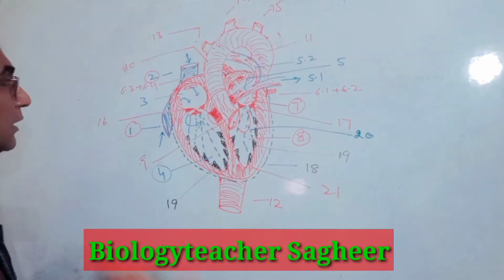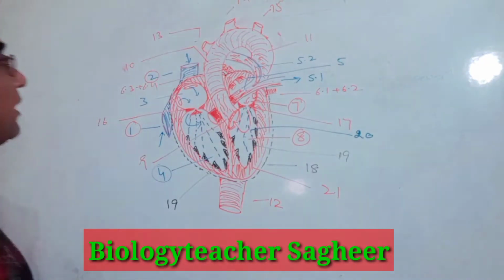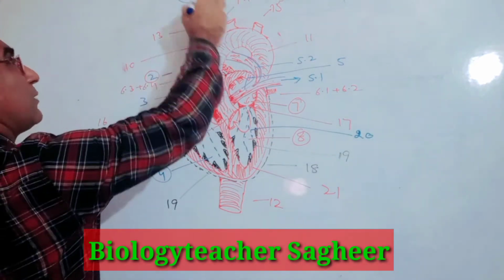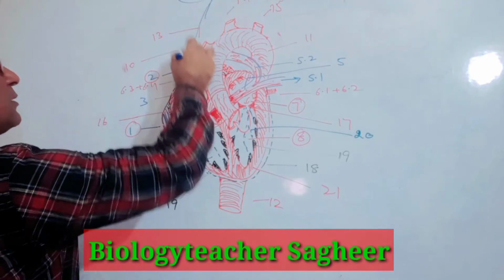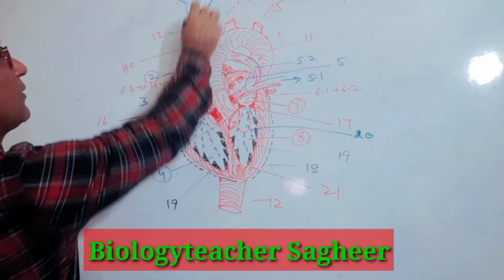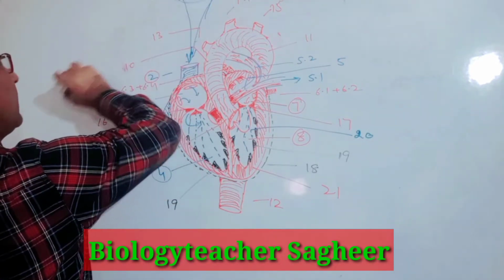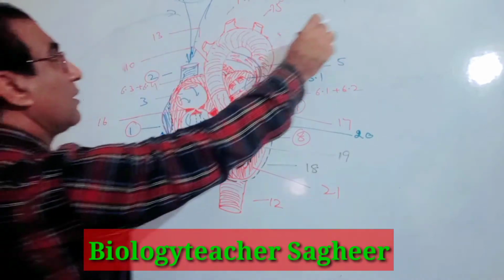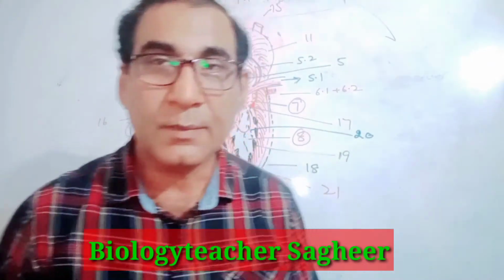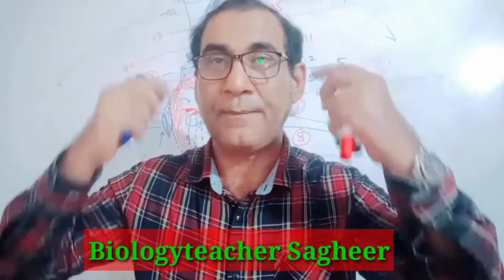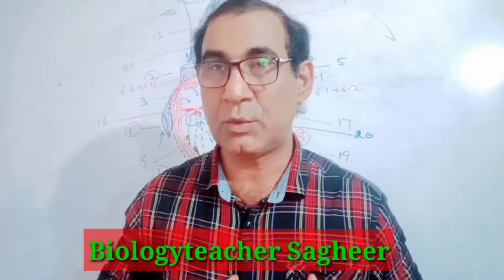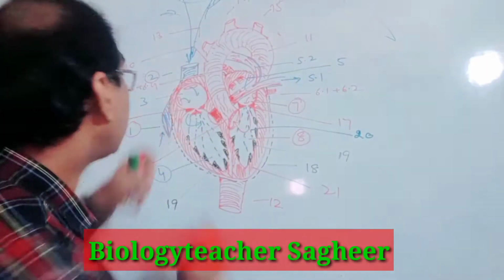Now you see, from the anterior part of the body, from the head region, the blood is brought by what? Superior vena cava. See, this is head, and here are the arms. The blood vessels from the arms and the head join the superior vena cava, and the blood is brought into the right atrium.